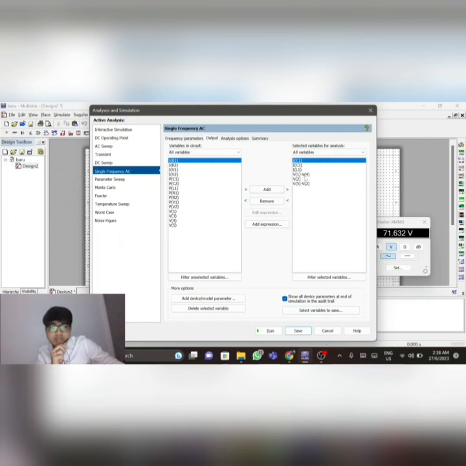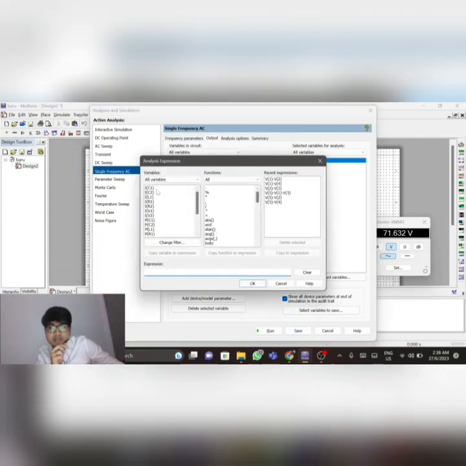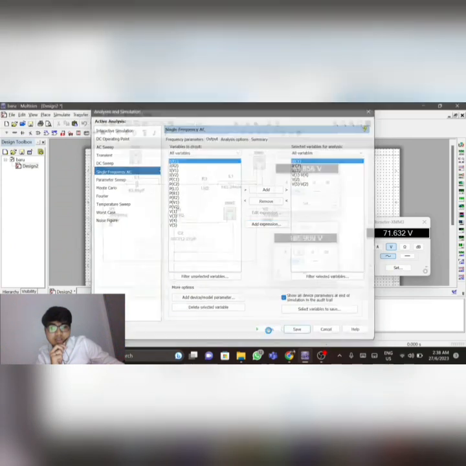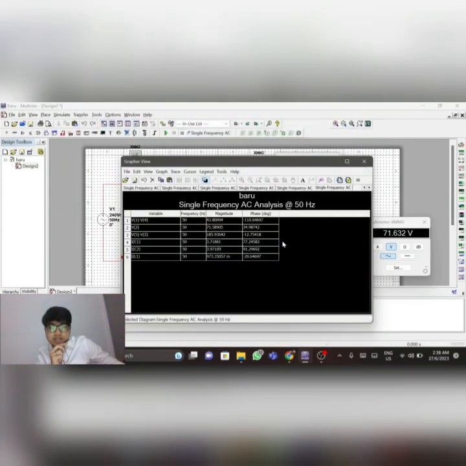For V1 minus V4, we can build the expression by choosing add expression, and choosing which variable we want to add. As an example, we choose IC1, we choose the function, then choose the other variables, and click OK to add it in the variables for analysis. But I have done it. Now we just run, and it will show the magnitude and the phase.